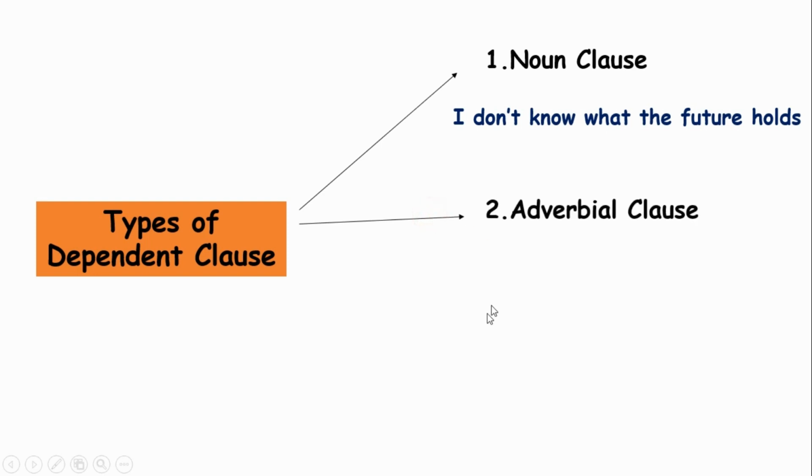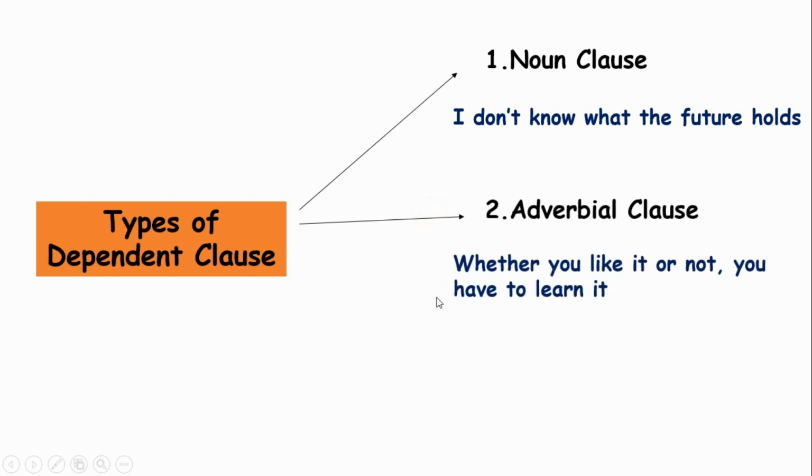Next one is adverbial clause. Example, whether you like it or not, you have to learn it. Now see, you have to learn it becomes a simple sentence even without this part. Adverbial clause, whether you like it or not, it is expressing a condition. Whether you like this course or you don't like it, the thing is that you have to learn it. This is an adverbial clause. There are at least 9 types of adverbial clause. We are going to deal with them in a separate video.